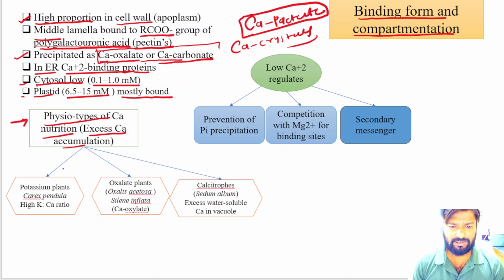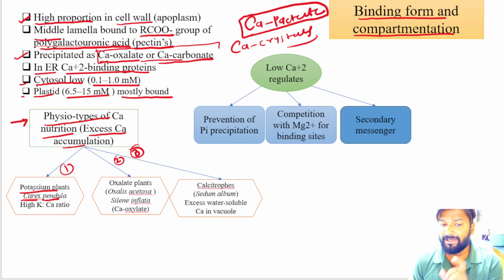So plants are classified in three forms. These are the phytotypes of calcium nutrition. First is the potassium plant, that is Carex pendula. So this can be asked in your pre-exam: what is the example of potassium plant? That is Carex pendula, with high potassium and calcium ratio.